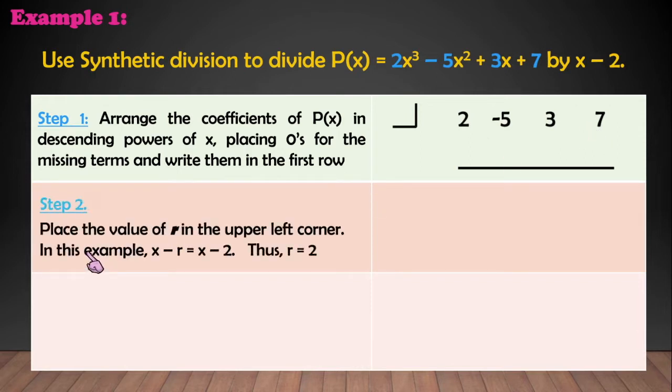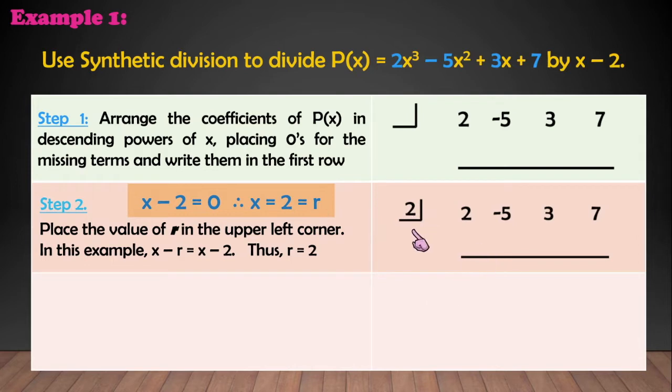Next step, place the value of r in the upper left corner. In this example, x minus r equals x minus 2. Thus, r equals 2. Now, another way of going about this is to equate the divisor, x minus 2, to 0. Therefore, if x minus 2 equals 0, then x is equal to 2, and that is also our r. So here is the r. We put it in the upper left corner.